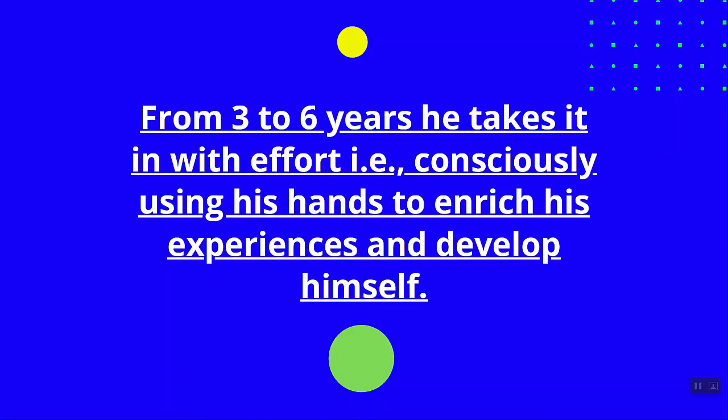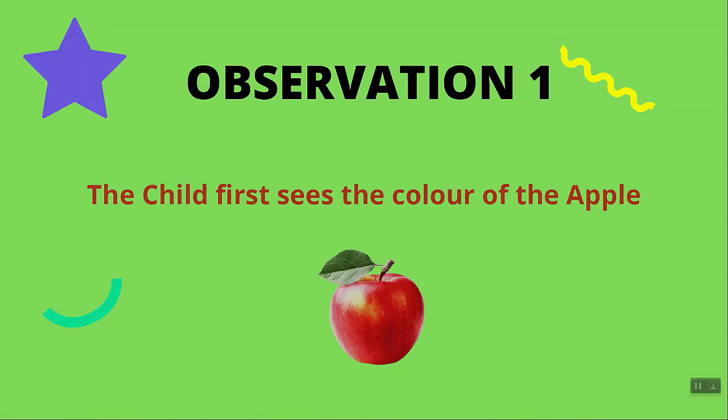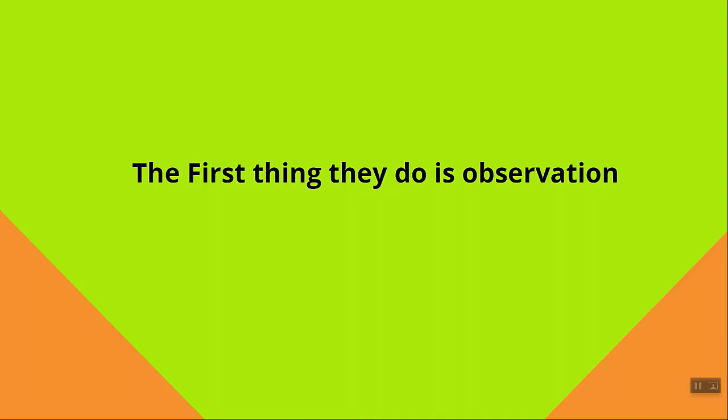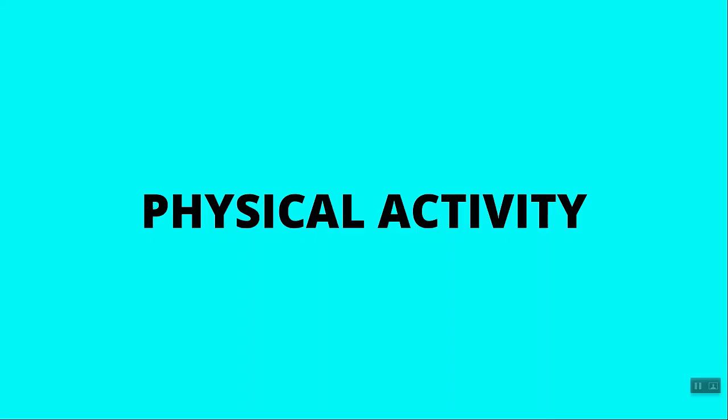From 3 to 6 years, he takes it in with effort, that is, consciously using his hands to enrich his experiences and develop himself. Observation 1 is the child first sees the color of the apple when he is first introduced to the apple. Observation 2 is the shape of the apple and the size of the apple. The first thing they do is observation.